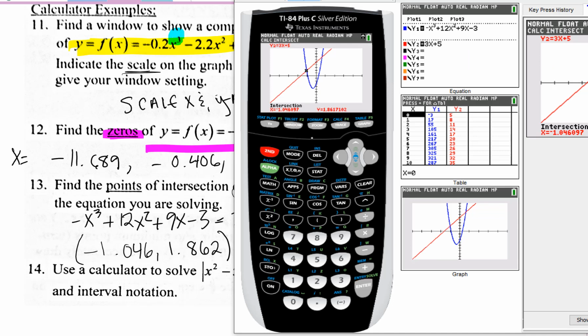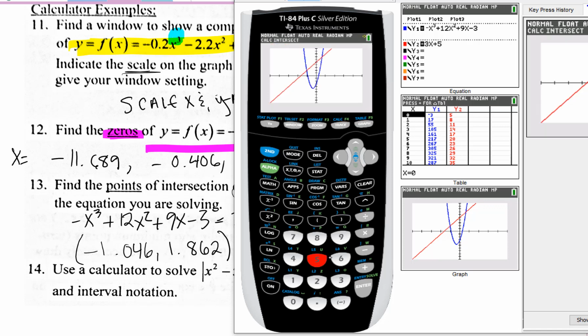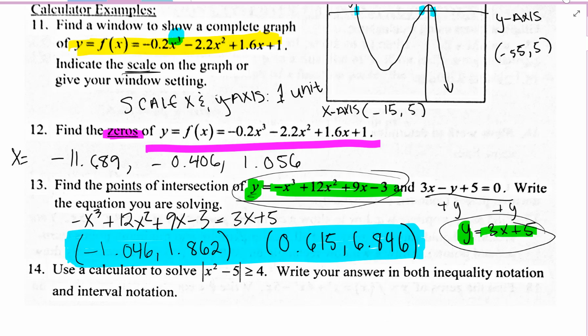Let's find that other intersection. So second trace is going to get me to calculate, and then I want to find an intersection, so I'm going to click 5. Get my little x as close to the actual point of intersection as possible. Press enter 3 times. Our intersection is listed here. These are my points of intersection.